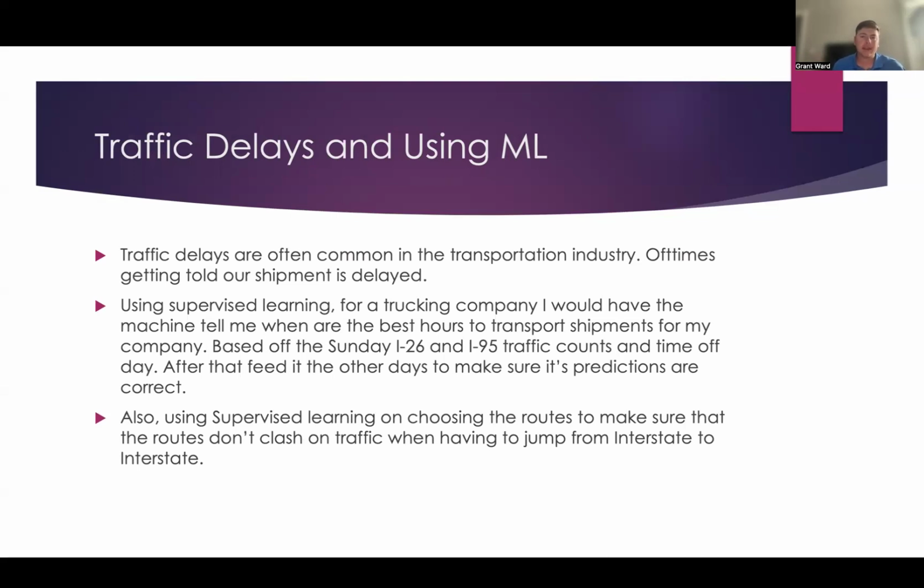And then after that, I'll slowly add like, okay, this is the month we're in, and slowly so I can build a plan around it. Also, using supervised learning again to choose the routes and make sure that the routes don't clash with traffic when having to jump from interstate to interstate. Because the machine could, if you feed it wrong, base it just off I-95 and I-26, which, if you notice on the graphs a little bit later, it's going to show the morning starts way earlier and traffic gets heavier earlier than I-95 does.